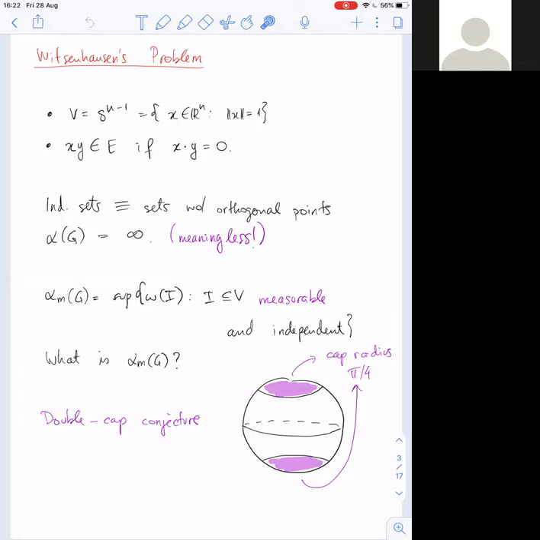But this is a nice problem. It's called Witzenhausen's problem, and we don't know a proof of this conjecture, and we actually don't know the exact value of this alpha for every sphere except for the one-dimensional sphere.